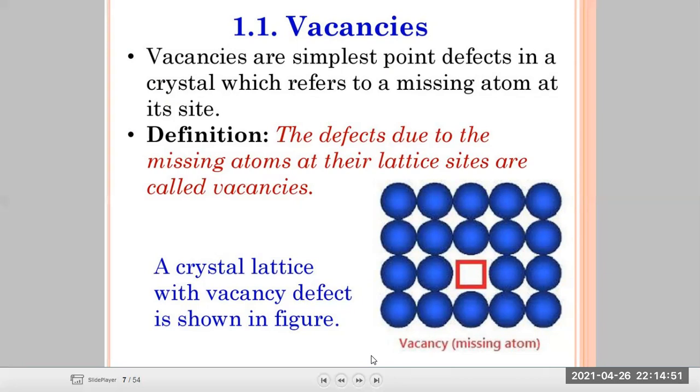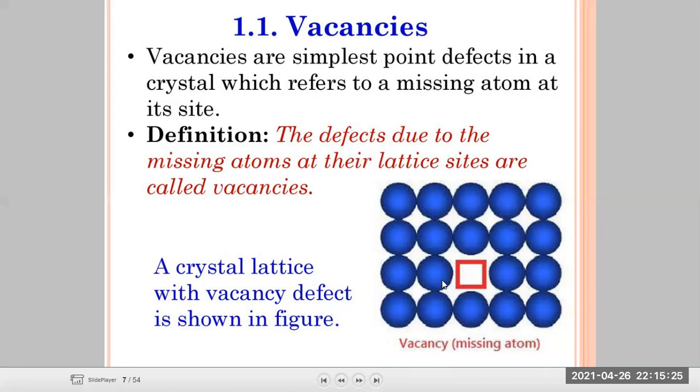So the defect occurring due to the missing of atoms at the regular site is what we call a lattice site. What is a lattice site? These are an imaginary way of arranging the lattice points, or constituent particles. If in this regular arrangement some atom is missing, we say that is called a vacancy. The crystal lattice with the vacancy defect is given in this schematic diagram.